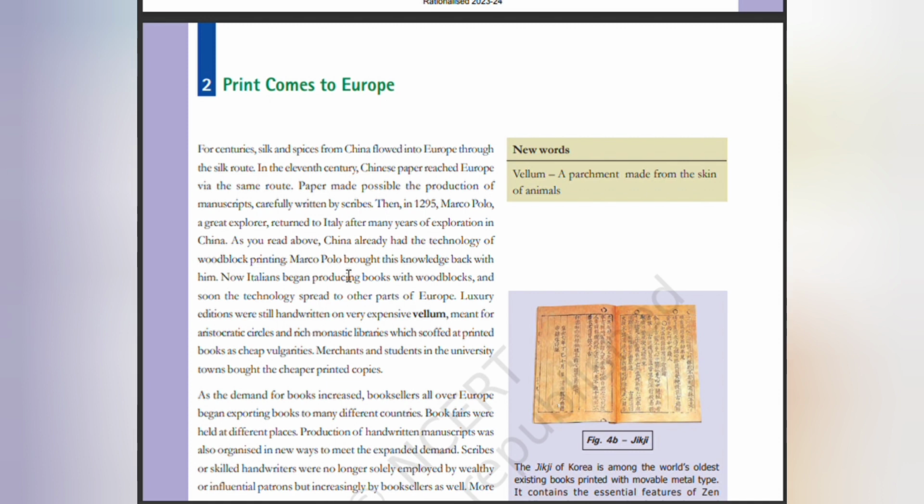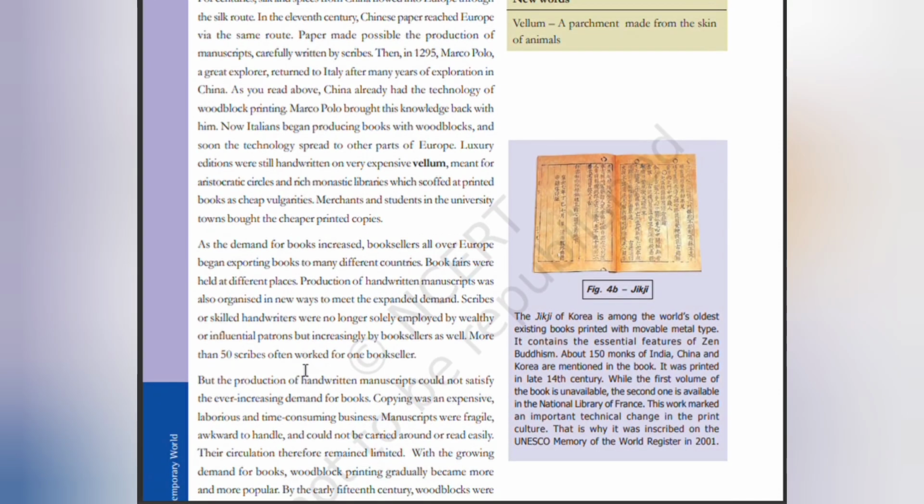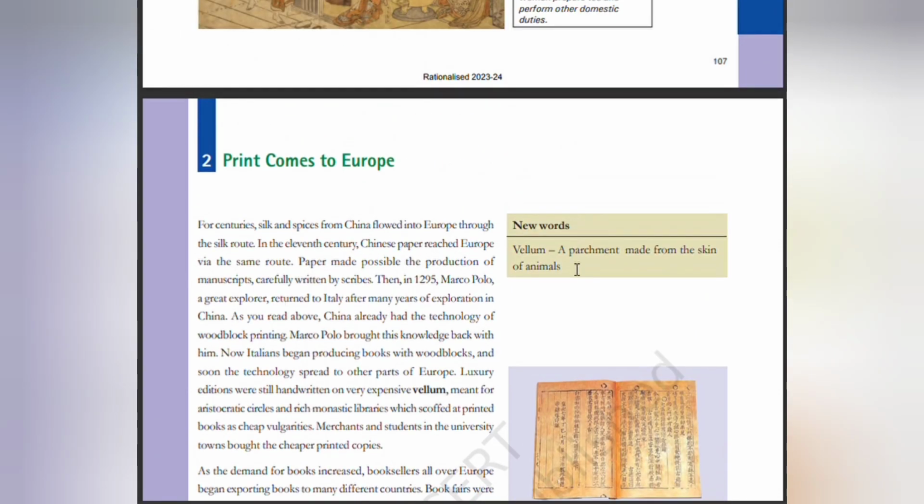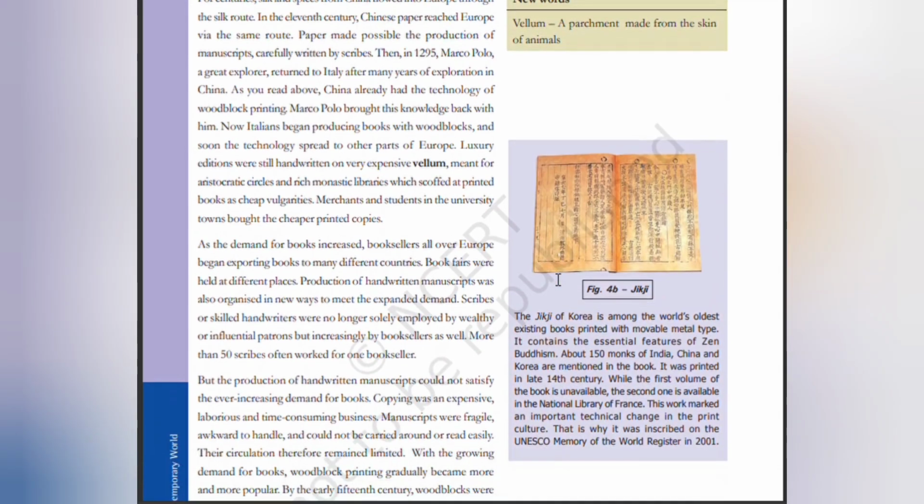Now, Italians began producing books with woodblocks, and soon the technology spread to other parts of Europe. Luxury editions were still handwritten, very expensive, and meant for aristocratic circles and rich monastic libraries, which scoffed at printed books as cheap vulgarities. Merchants and students in the university towns bought the cheaper printed copies. Vellum, a parchment made from the skin of animals. As the demand for books increased, booksellers all over Europe began exporting books to many different countries.